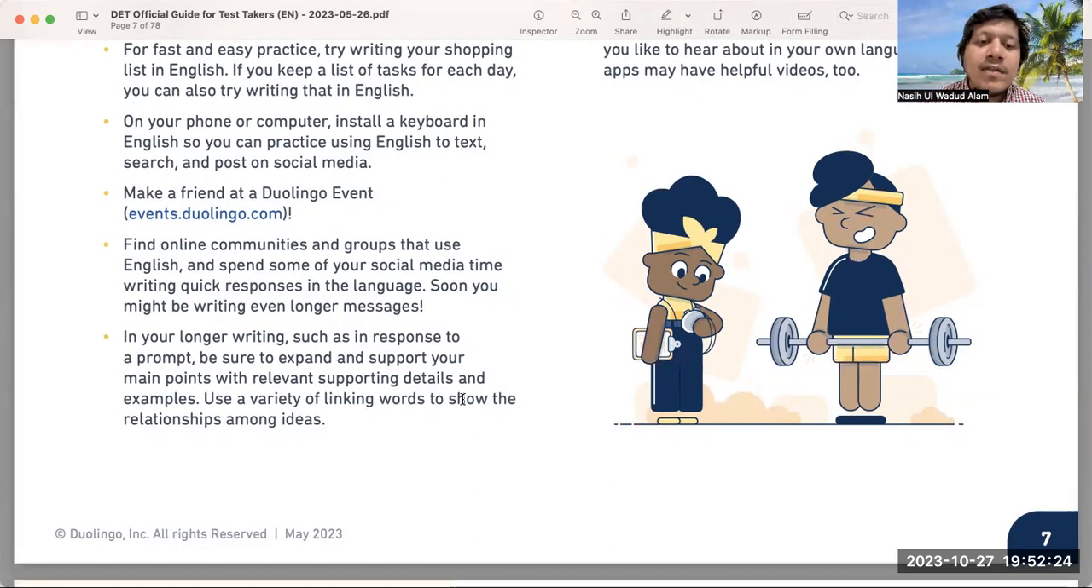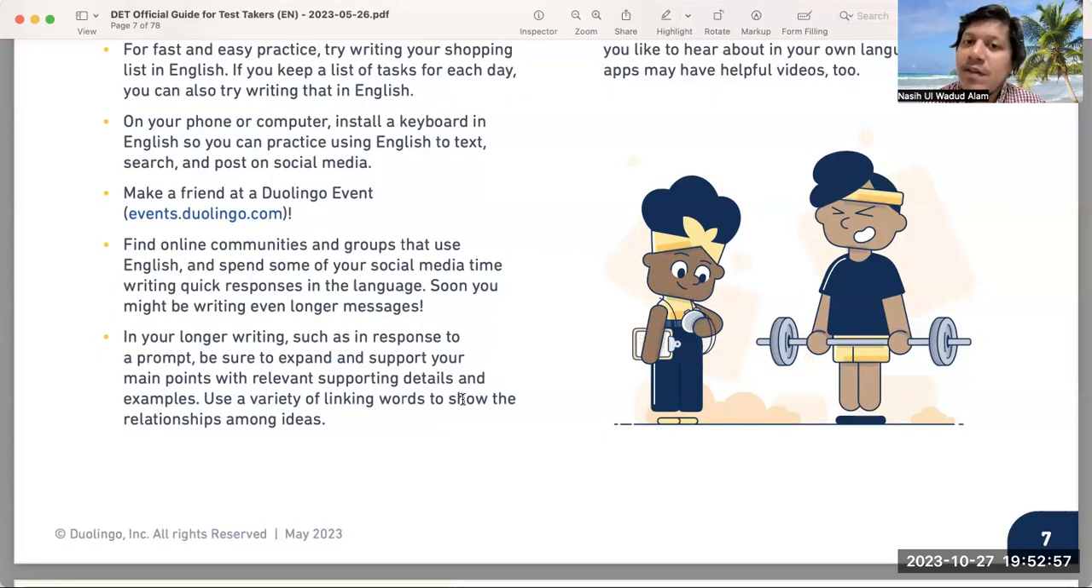In your longer writings, such as in response to a prompt, be sure to expand and support your main points with relevant supporting details and examples. For example, your topic is traffic jam in Bangladesh. So, what will you do? You think about the topic. Your first sentence could be, we have a lot of traffic jams in Bangladesh.